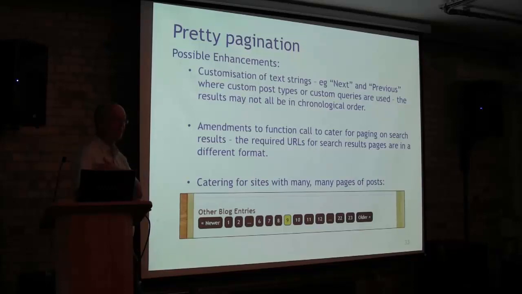Could another enhancement be showing how many entries are on each page? You may be on page 9, but that's actually entries 90 through 100. Yeah, that's a good point. You can certainly do that, because you can pull out the value of posts per page quite easily.